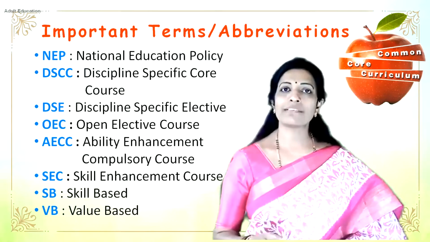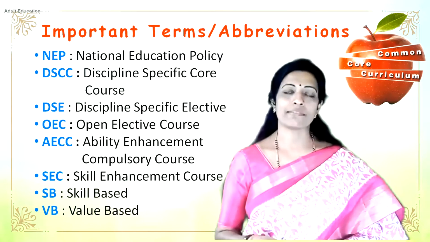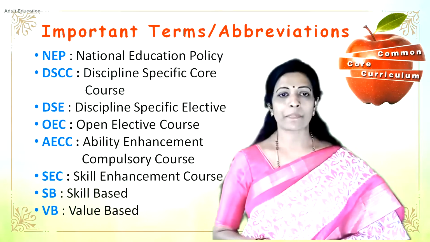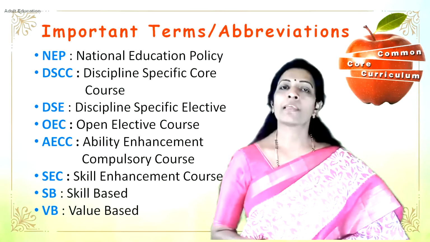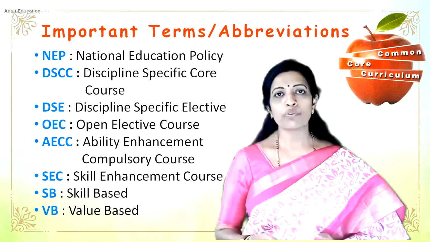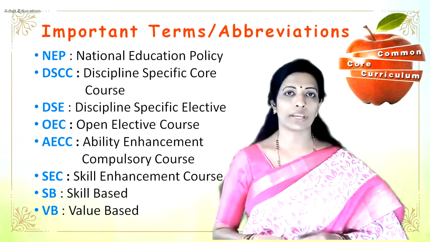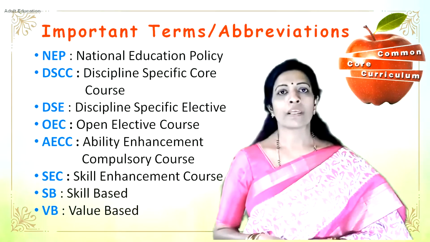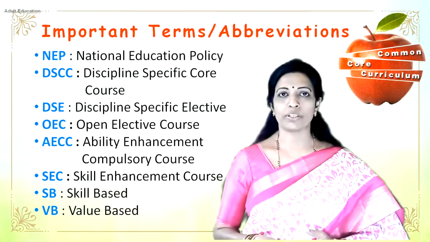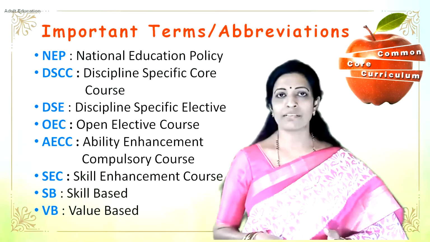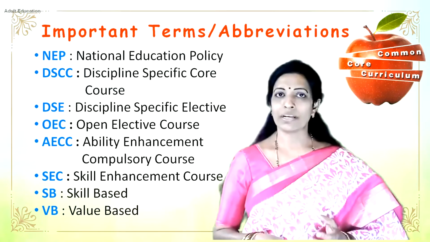As you all know, this is the National Education Policy, or sometimes it is also referred to as the New Education Policy. DSCC, Discipline Specific Core Course. This refers to those subjects which a student has to opt for in order to complete his core requirement of his course. For example, subjects such as history, political science, sociology, computer science, physics, mathematics, these will be the core courses which a student has to opt for.